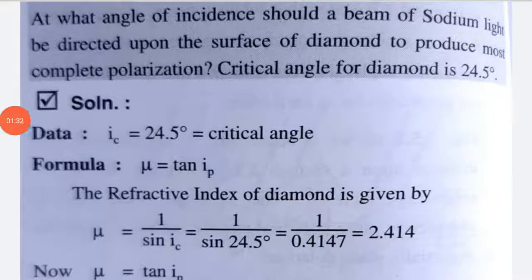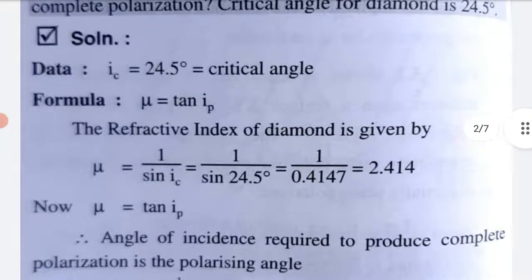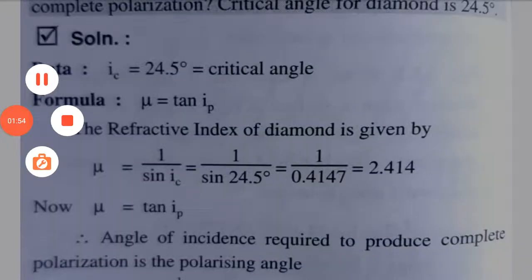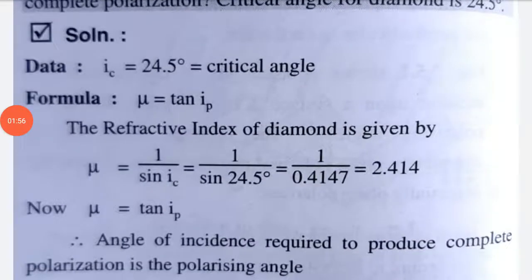Let's move on to the second numerical. At what angle of incidence should a beam of sodium light be directed upon the surface of a diamond to produce the most complete polarization? The critical angle of diamond is 24.5 degrees. In the solution, the critical angle is equal to 24.5 degrees.